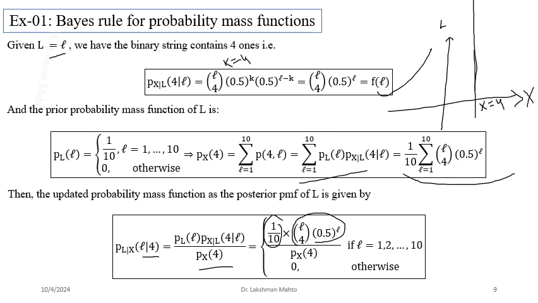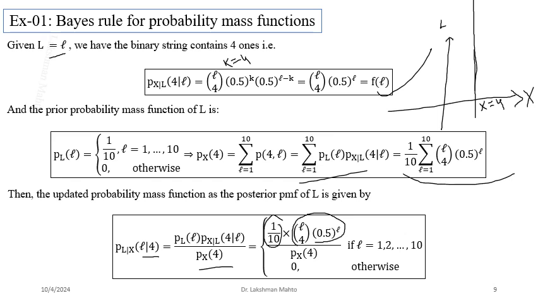And what is the probability of success? 1 by 2, 0.5. So 0.5 to the power 4 into 1 minus 0.5 is again 0.5 to the power L minus 4. If you add the power exponent, it will be 4 plus L minus 4, which is L. So that's 0.5 to the power L.